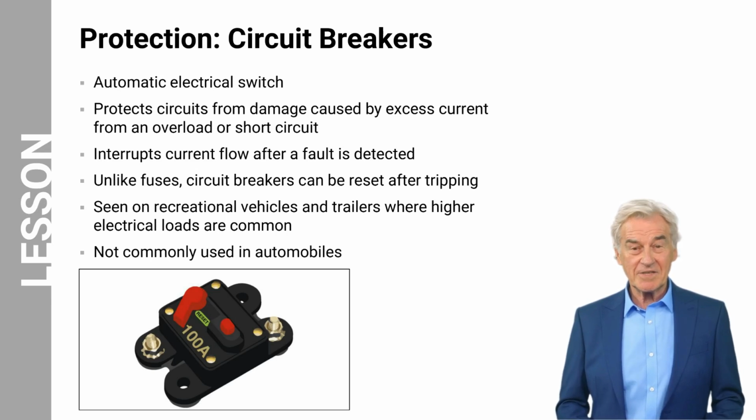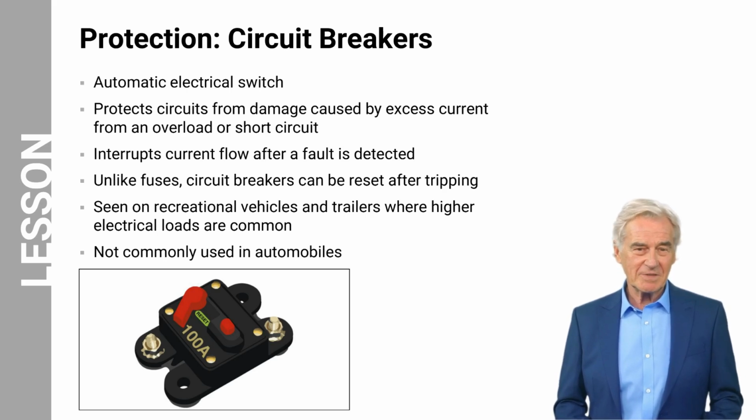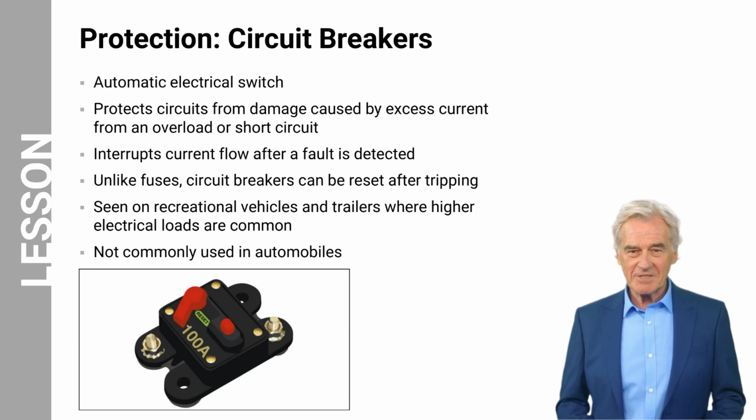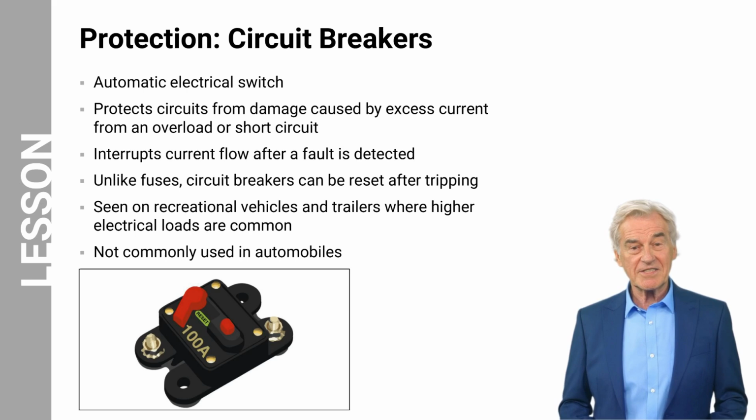Circuit breakers are not commonly used in traditional automotive electrical systems. In most automotive applications, fuses are the primary form of circuit protection due to their simplicity, cost-effectiveness, and reliability. However, in certain specialized or high-performance vehicles, circuit breakers may be utilized in specific applications where higher current capacities or the ability to reset the protection device is desired.